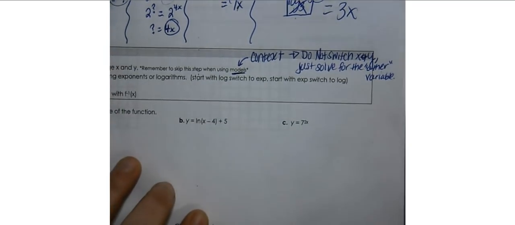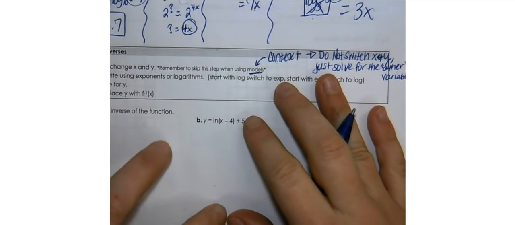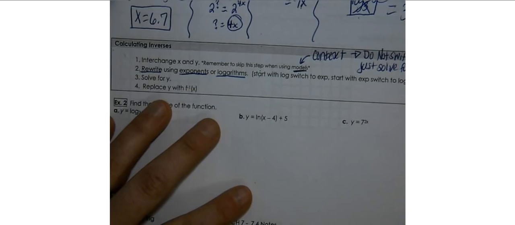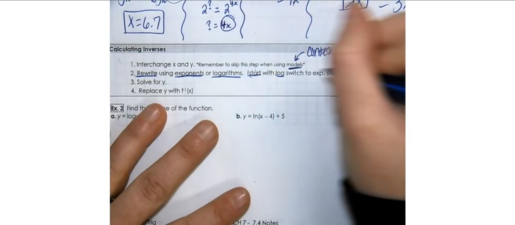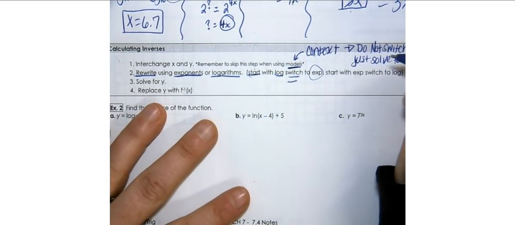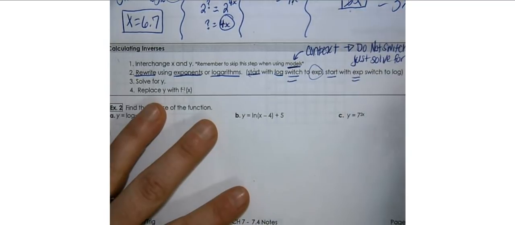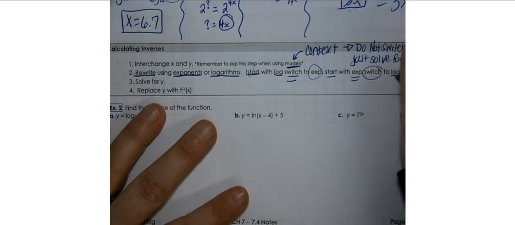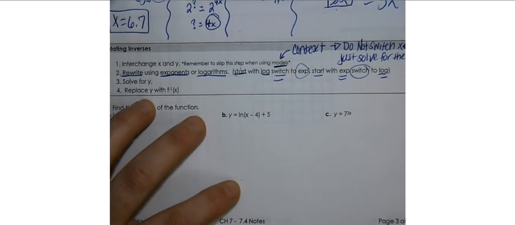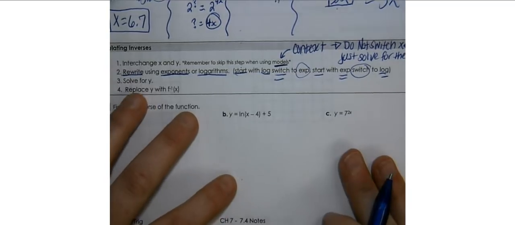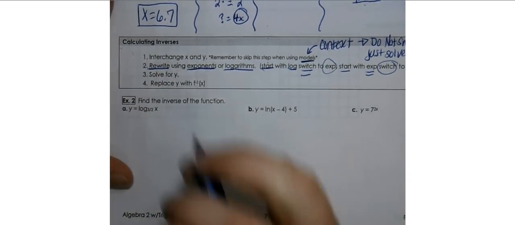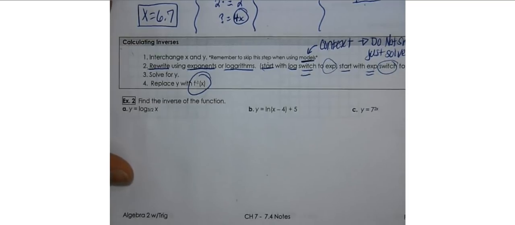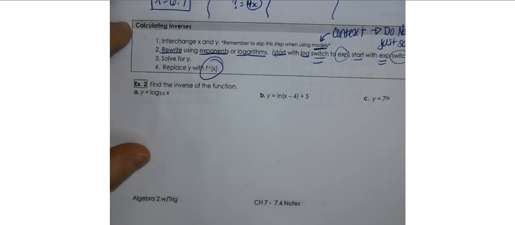All right, so the first thing we're going to do is switch x and y. Then we're going to rewrite using exponents or logarithms. If you start with a logarithm, you're going to switch to an exponential. If you start with an exponential, you're going to switch to a logarithm. So logarithm will be switched to exponential, exponential will be switched to logarithm. Then we're going to solve for y, and then when we finally have our answer, we're going to rewrite using f inverse of x. Let's go ahead and look at letter A.